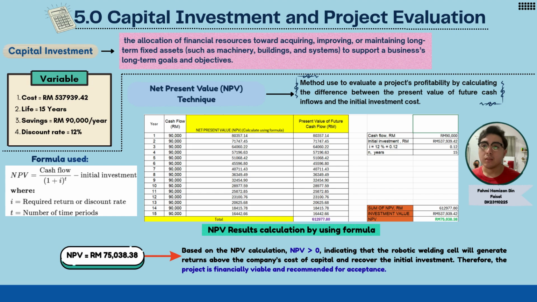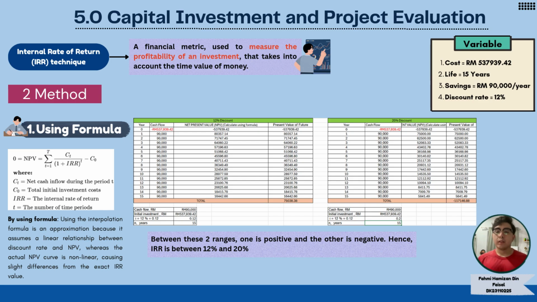To determine if this is a good allocation of resources, we calculated the net present value. By discounting the 15 years of future cash inflow using our formula, we found the sum of the present values is 612,977.80. After subtracting our initial investment, we get a positive NPV of 75,000. Because the NPV is greater than zero, it proves that this project will generate a return above our cost of capital, making it highly viable.